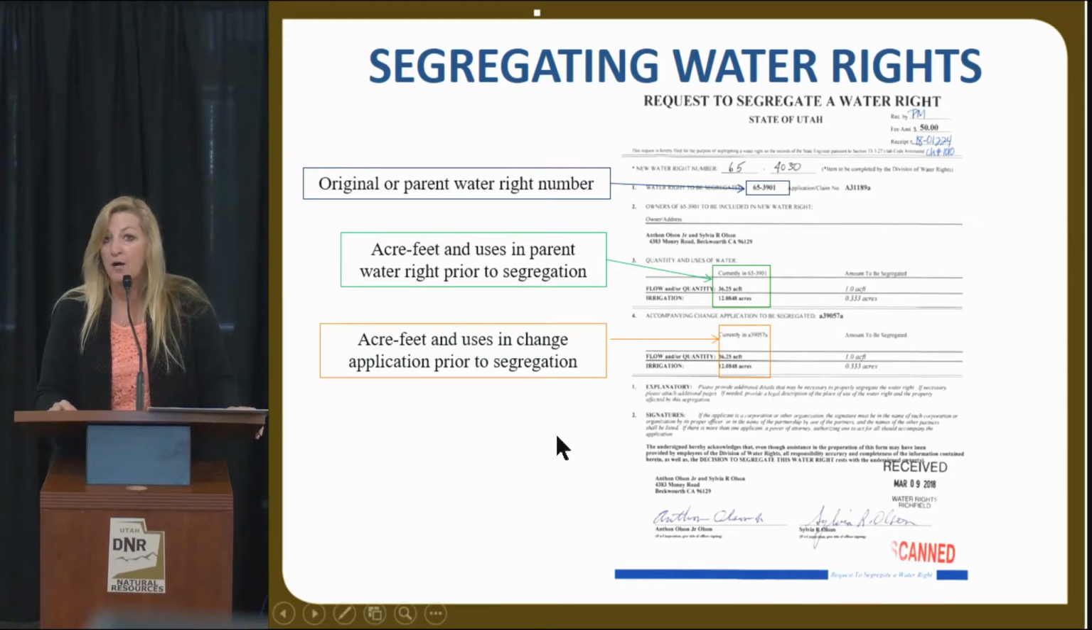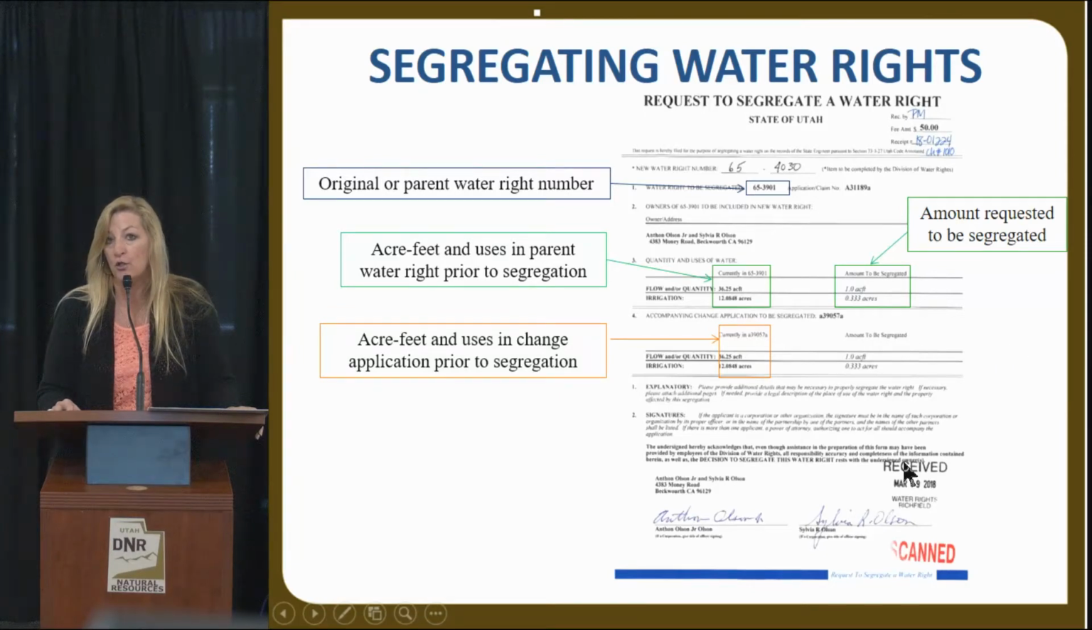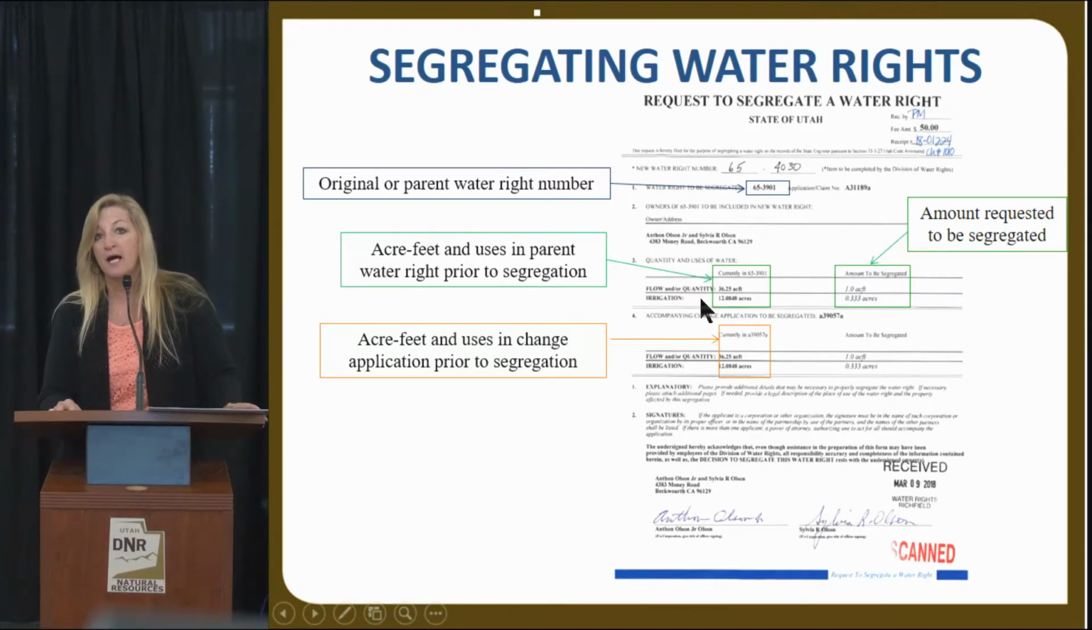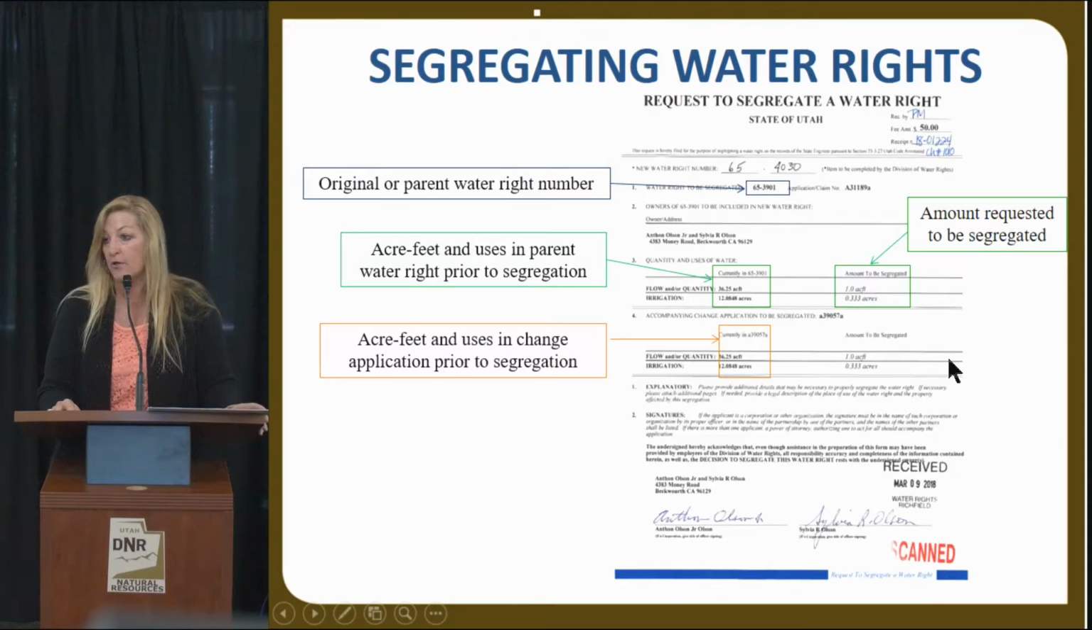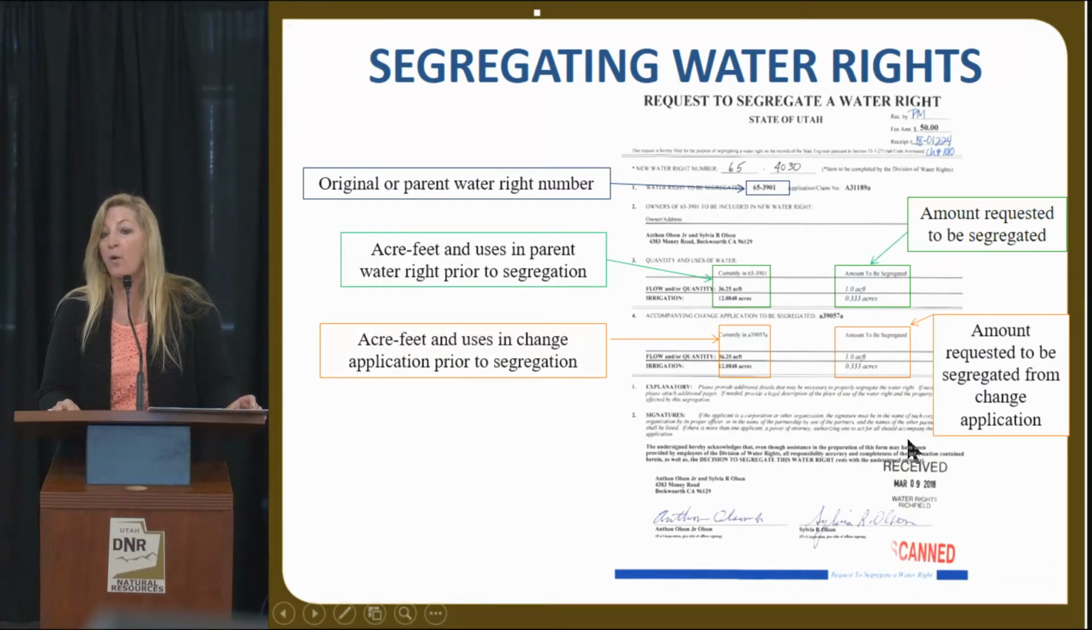The water amount and the uses for that change application will be reflected there. This is all from the parent right. And then over here is going to be what you are. So this side autofills from our database. This side is what you are going to fill out to tell us what you are segregating, the water amount and the uses on the water right and on the change application.